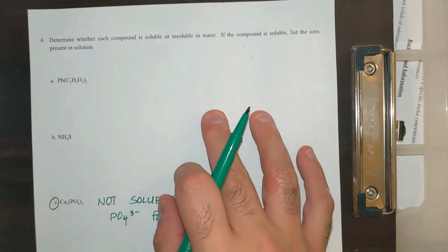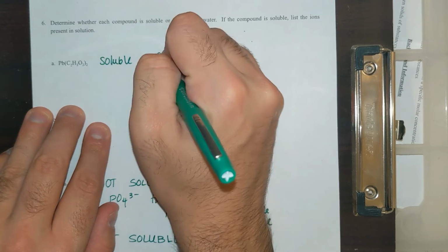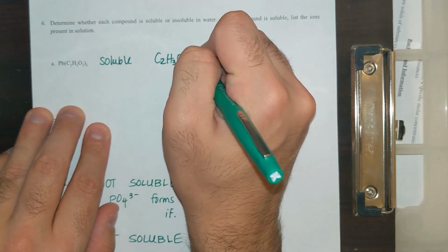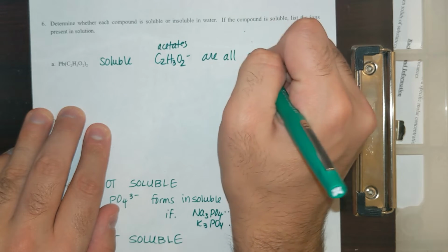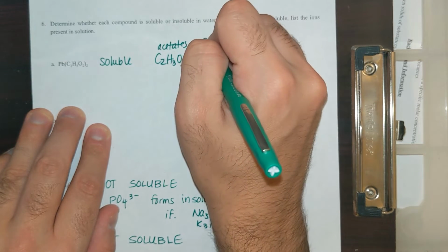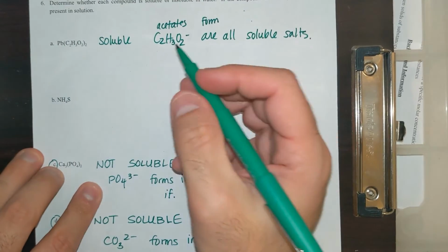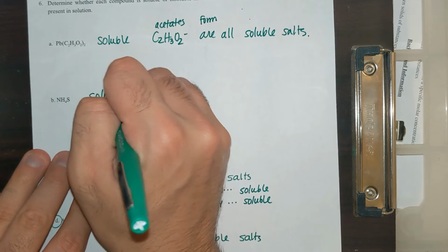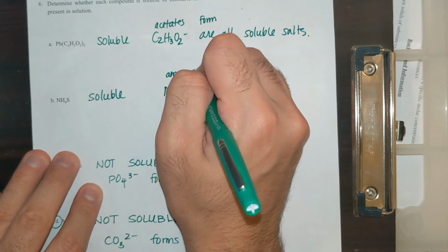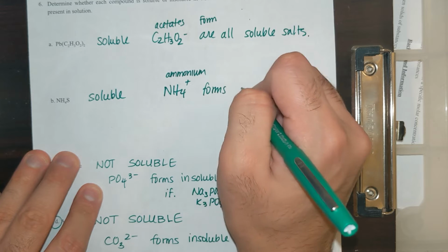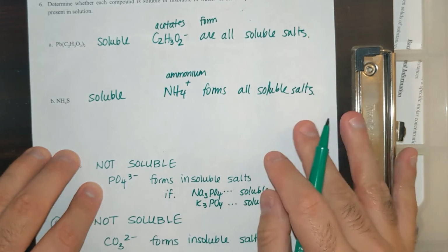Now, up here, we have Pb(C2H3O2)2. This is soluble. That's because acetates, which is C2H3O2, all form soluble salts, meaning they dissolve in water. And then this is also soluble, because ammonium, NH4, is another ion that forms all soluble salts. Now we have to do the rest of this question.